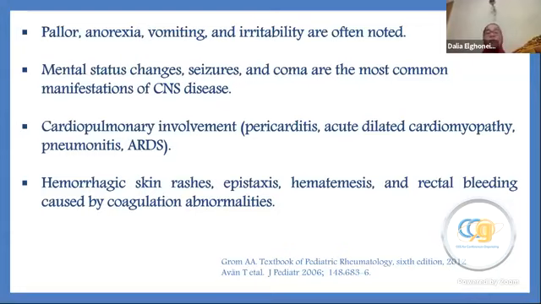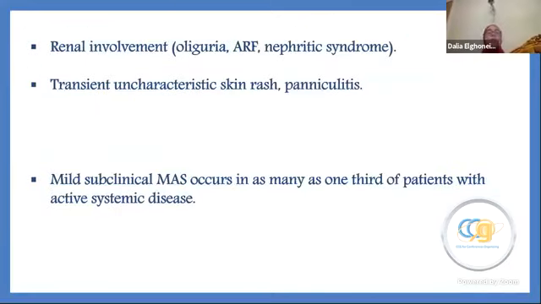Mental status changes, seizures, and coma are the most commonly seen manifestations. It can involve the cardiopulmonary system with pericarditis, acute dilated cardiomyopathy, and up to ARDS, hemorrhagic skin rashes, up to hematemesis and rectal bleeding, and this girl had hematemesis. Renal involvement includes oliguria, acute renal failure, and nephrotic syndrome, and this patient has nephrosis and some sort of nephritis associated with the macrophage activation syndrome, because after resolution of the macrophage activation syndrome, everything returns to normal. So it is not related to fulminant hepatitis, and it is not related to the systemic JIA. Once macrophage activation syndrome is controlled, everything is back to normal.